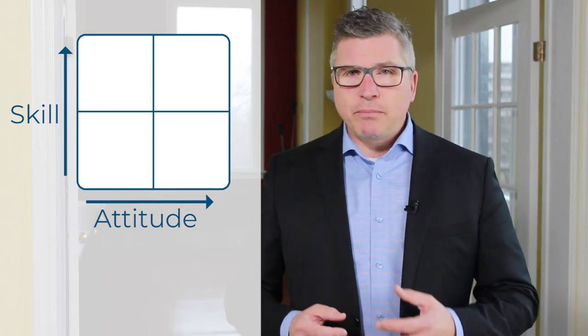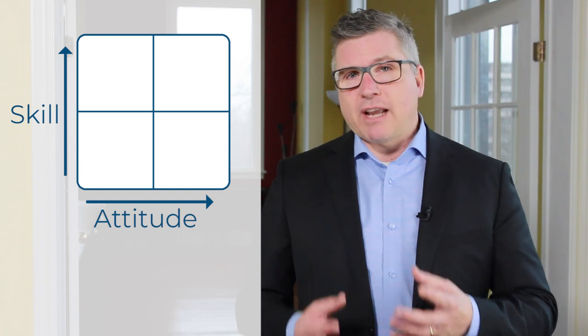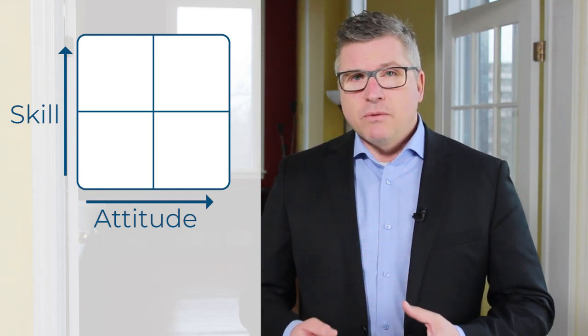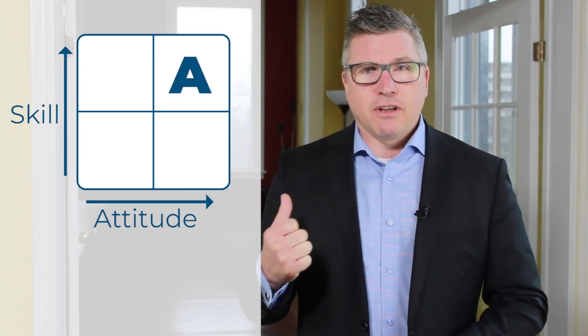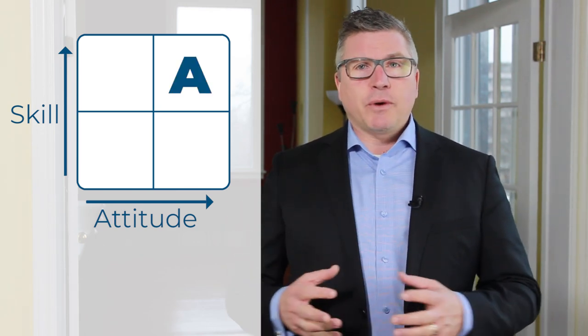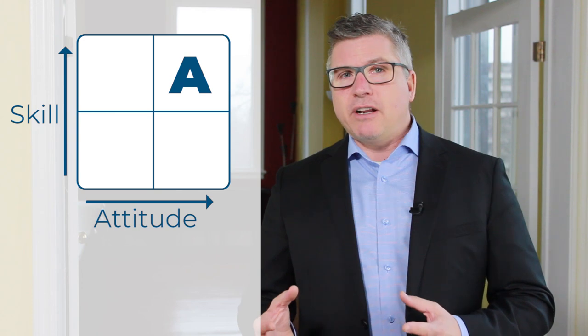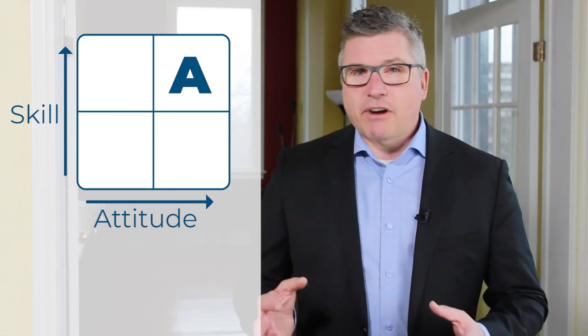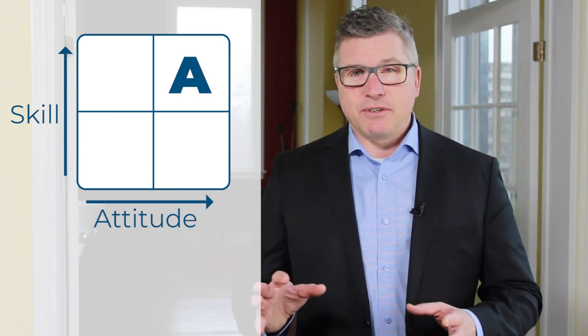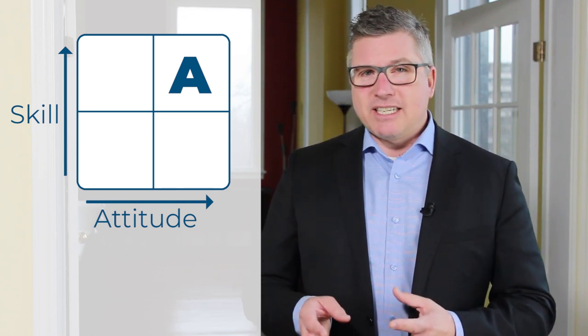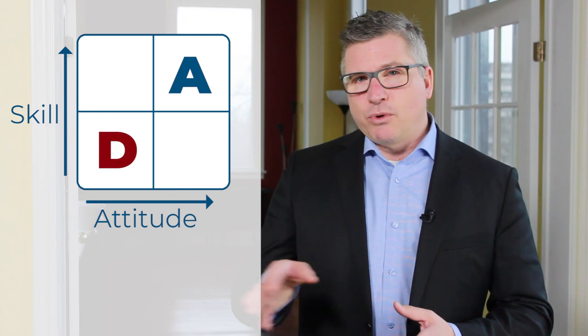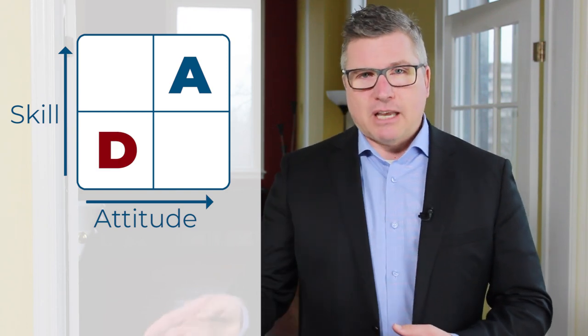So the question is, where do we put our A players? How do we quantify an A player in our organization? Well, we would like to think they have a great attitude and great skill. So that's going to be on the top right corner of the grid. Now, where do we put our D players? Now, the D players are the ones that are probably a hiring mistake, we should probably release them to pursue success elsewhere, right? We shouldn't have brought them on in the first place. It's pretty easy to see that they're gonna be the low skill, low attitude, or poor attitude, so that's gonna be the bottom left square.